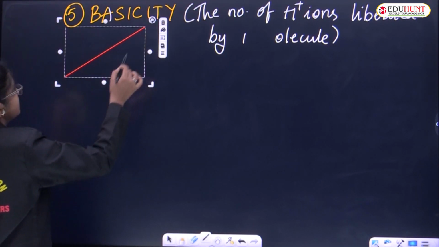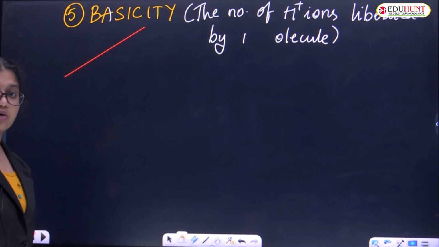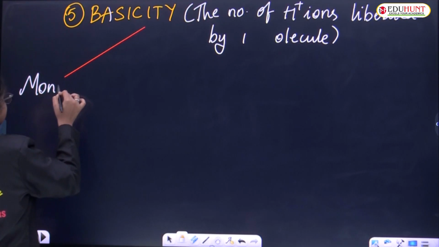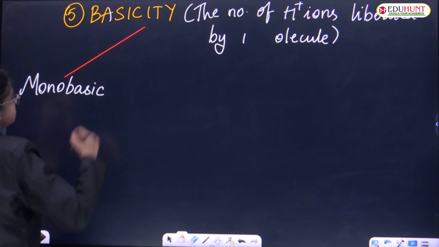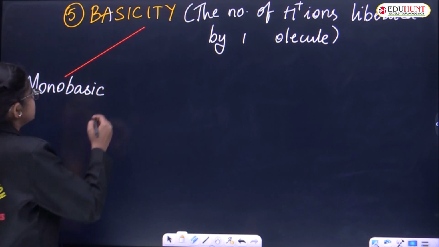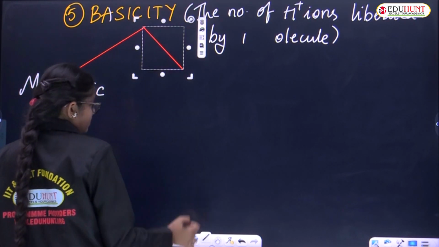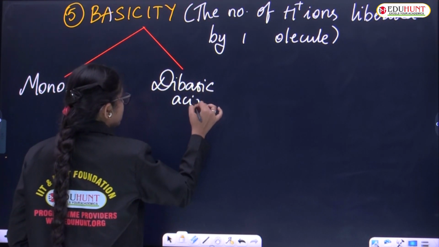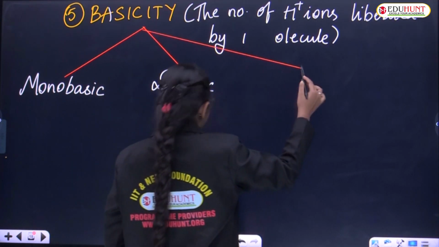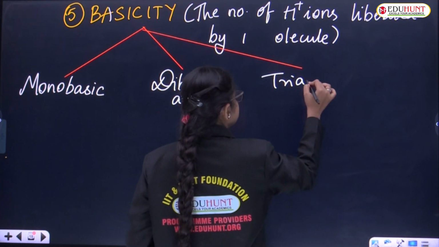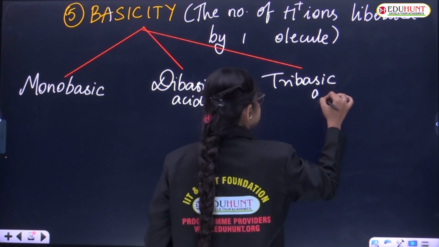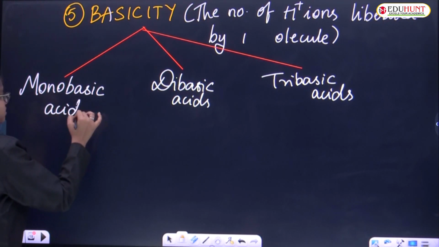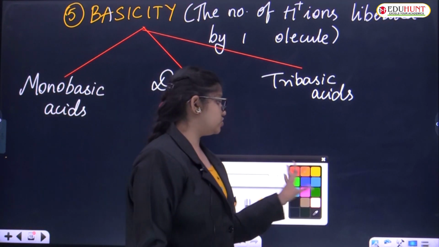Based upon the basicity, the particular acid classification is again divided into three, namely monobasic acids, dibasic acids, and tribasic acids. What is the third one, children? Tribasic acids. What's the first one? Monobasic acids. Second one, dibasic acids, and third one is tribasic acids.